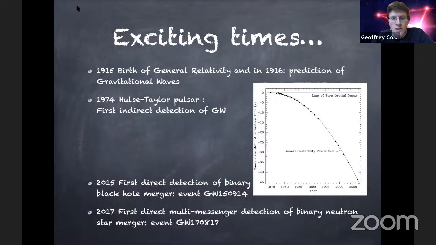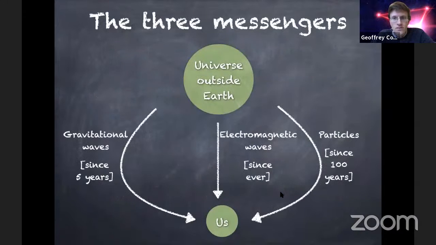Since the first direct detection in 2015, that you certainly know about, there's also been a notable detection of a binary neutron star merger in 2017. That one was detected both through gravitational waves and through standard astronomy, electromagnetic radiation. So we now have three different ways to probe the cosmos.